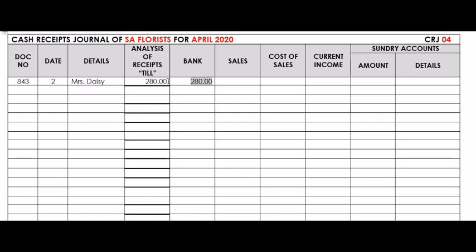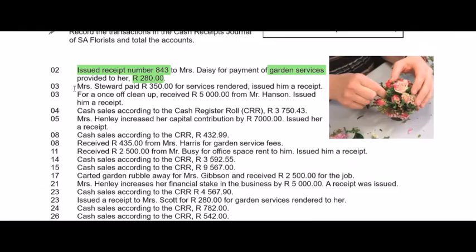If there is more than one transaction for the day, then you have to wait until the last transaction for the day before you can cash up that till and deposit the money into bank. And then remember, after bank, you always have to indicate what you received the money for, and it will be for sales, for current income, or for something else. In this case, we rendered a service, so we received current income from Mrs. Daisy.